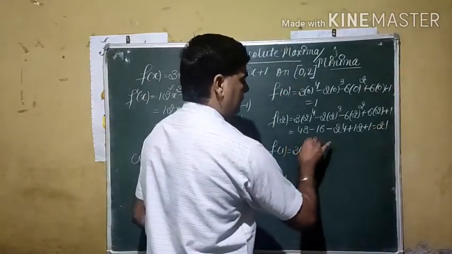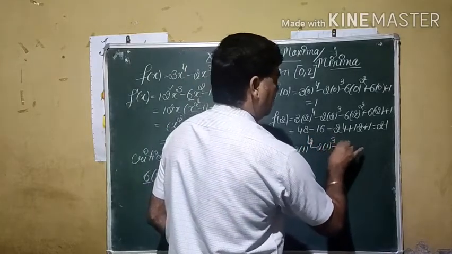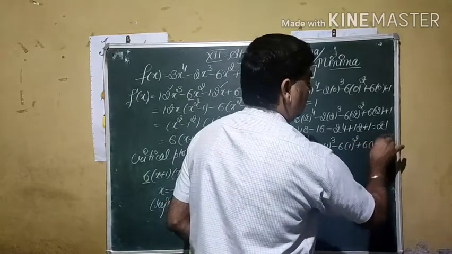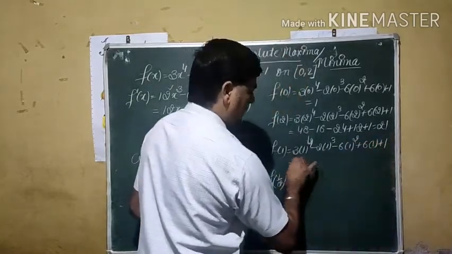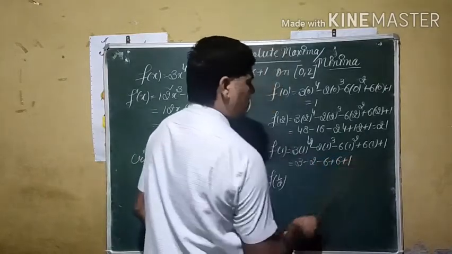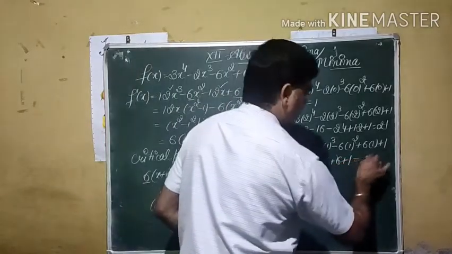Now we replace x by 1. We get 3 times 1 to the power 4, minus 2 times 1 cubed, minus 6 times 1 squared, plus 6 times 1, plus 1. From here we get 3 minus 2 minus 6 plus 6 plus 1. These two 6s cancel out. 3 minus 2 is 1, and 1 plus 1 is 2.